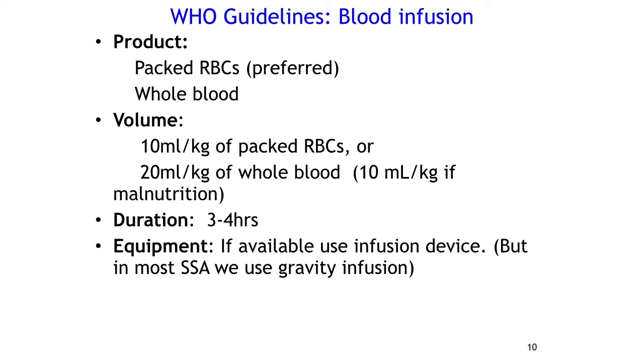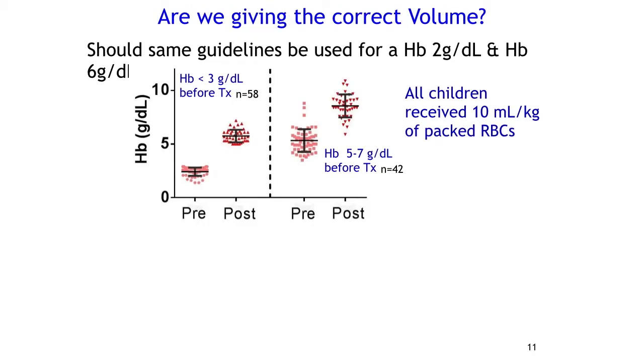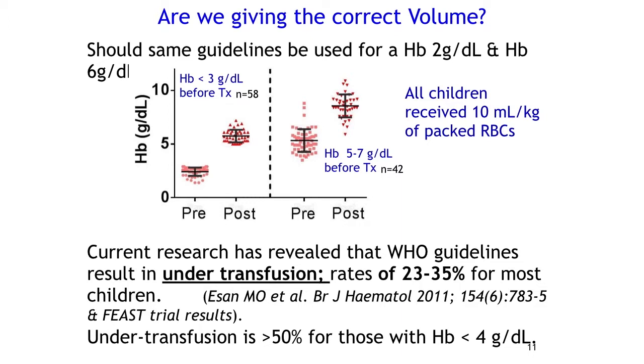The question is, are we really giving the correct volume? Just to pick one of them. It talks about product, it talks about volume, duration. Each of these has issues, because most of these guidelines were consensus, not evidence-based. So I will just highlight the issue of volume. Should we give, if a child walked into the acute care unit with a hemoglobin of 2, another with 6, should we transfuse them the same way, with 10 mils per kilogram body weight of packed cells?